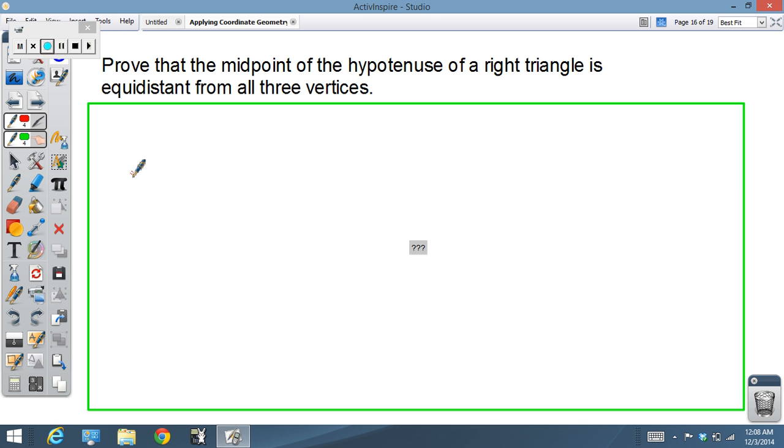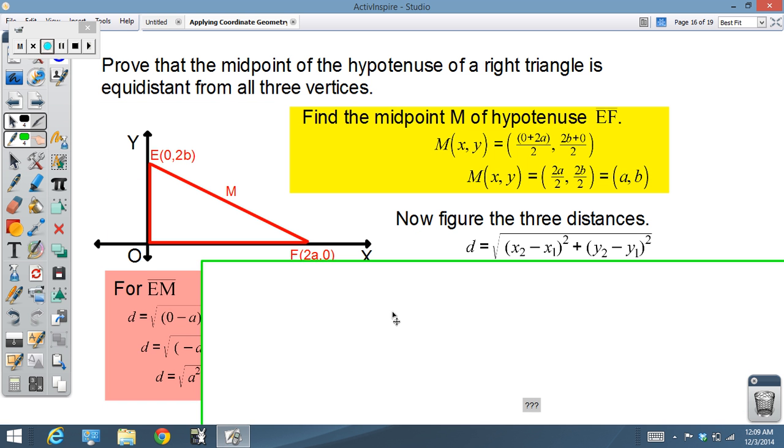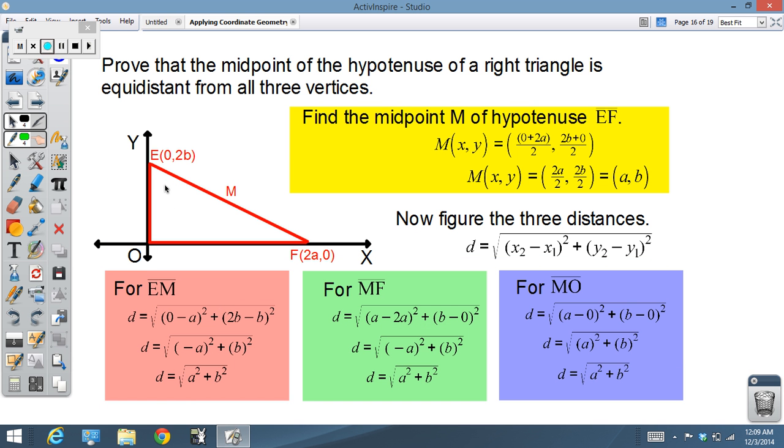Okay, try another one. Prove that the midpoint of the hypotenuse of a right triangle is equidistant from all three vertices. Pause, think about it. Here it comes. We'll lay out our triangle this way. Use the origin for the right angle. Point E is at 0, 2B. Point F is at 2A, comma 0. And again, I'm choosing the 2's because I know I'm going to use the midpoint formula.